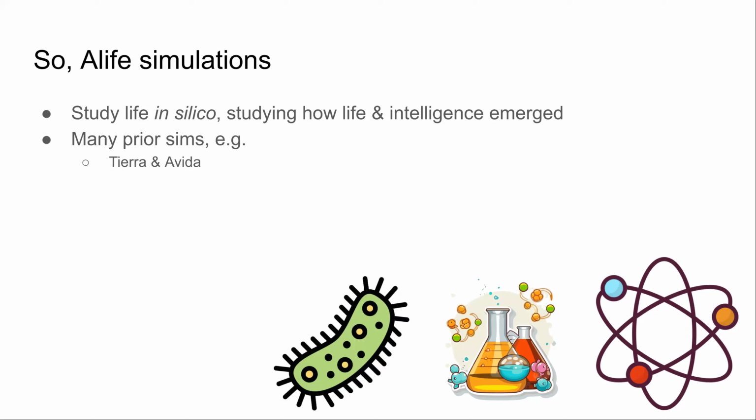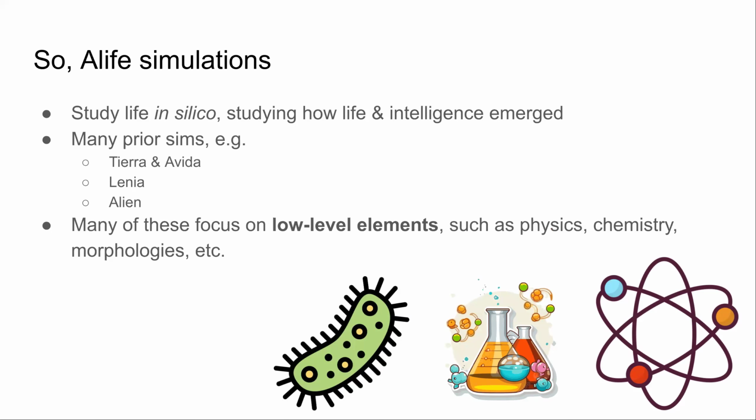In the past, there have been very many different simulations, things like Tierra and Avida, looking at programming languages, something like Lenia, and more recently, something like ALIEN. All of these are very useful, but to a large extent, many prior simulations focus on low-level elements. So, for instance, looking at the chemistry or the physics of structures, and then seeing how life can emerge from those low-level elements.